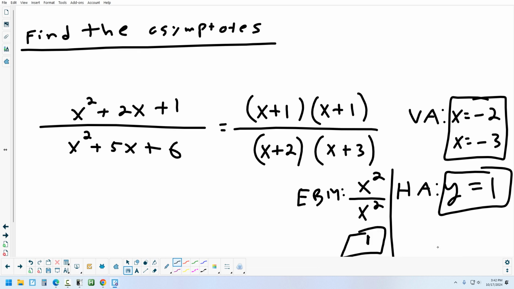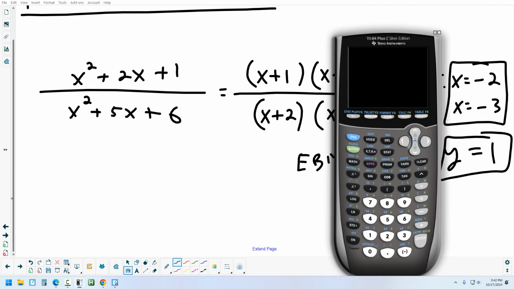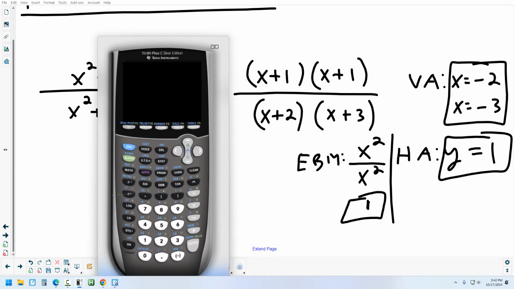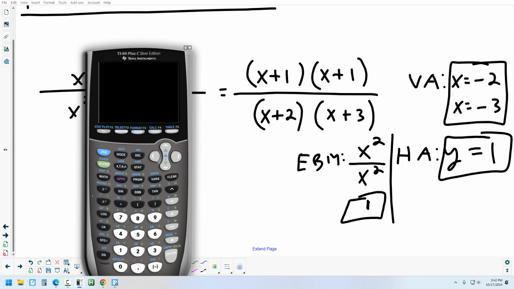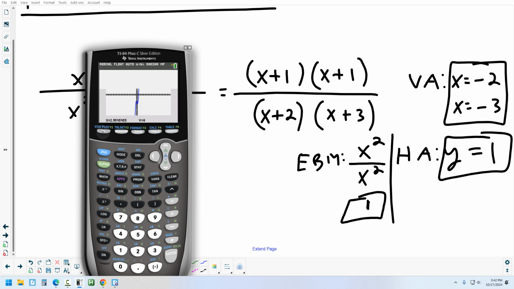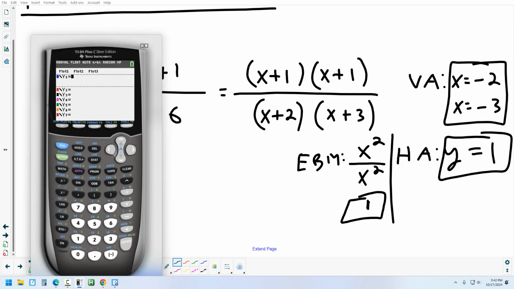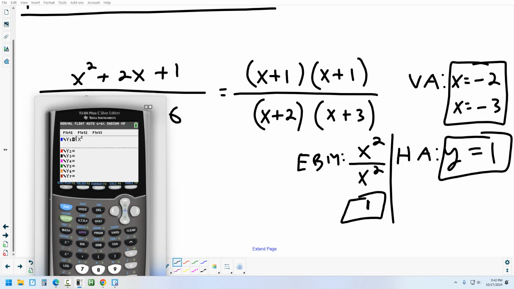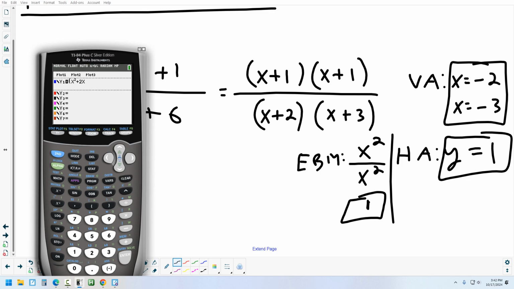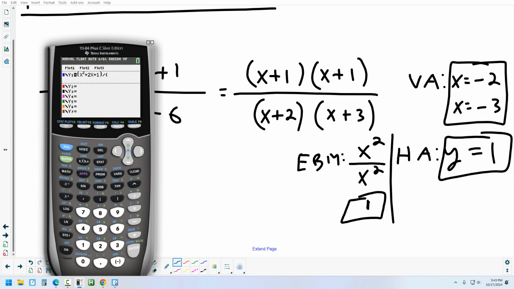Okay, so we're going to continue looking at this problem to do the next topic, which is describing the behavior as you approach an asymptote. Now, how many sides can you approach an asymptote from? 2, right? There's the positive side, which means coming from the right, or the negative side, which means coming from the left. So I want to describe the behavior. Let's do both. So let's type in our problem. X squared plus 2x plus 1, and we're going to divide by x squared plus 5x plus 6.